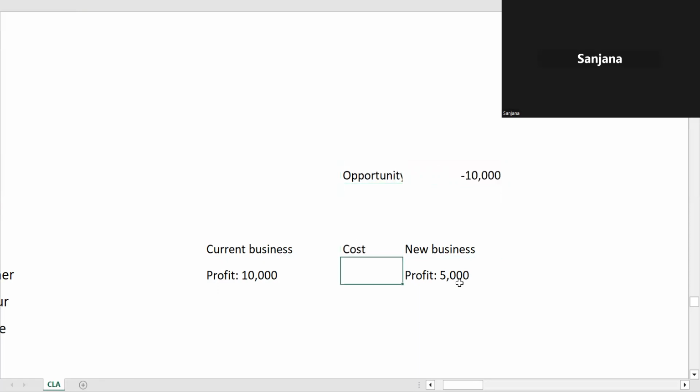So opportunity cost is what? The cost of the next best alternative. This is my current profit of 10,000, and that 10,000 is the opportunity cost. So the new business must give me more than 10,000. This is called opportunity cost.